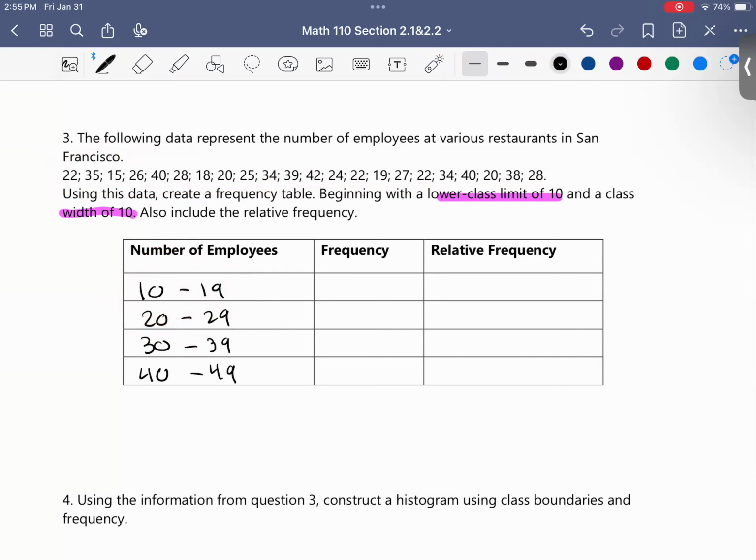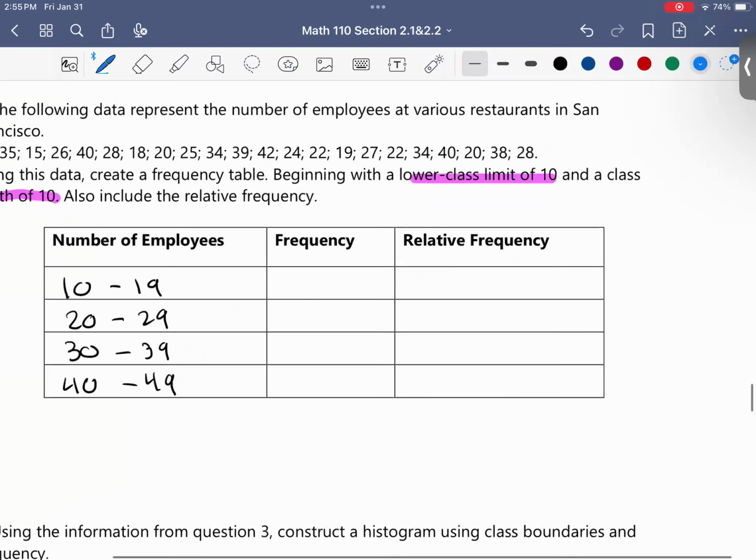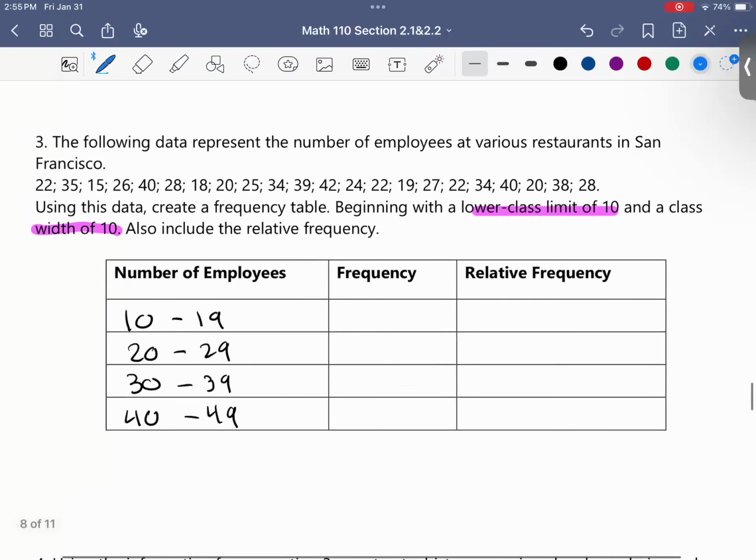For my first class, 10 through 19, that's going to be numbers between 10 and 19. So I have 15 right here, I see 18, and I see 19. And that's about it. So I have 3 numbers between 10 and 19. That means my frequency will be 3. There's 3 of them.